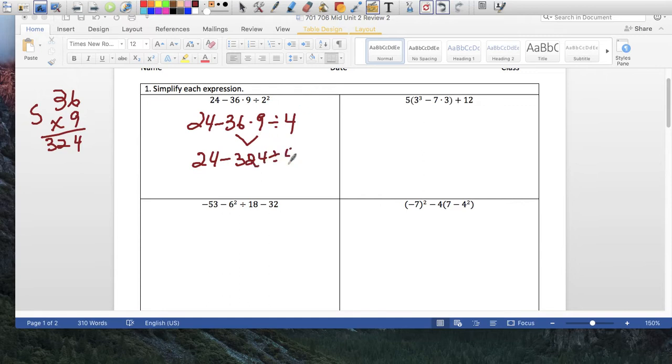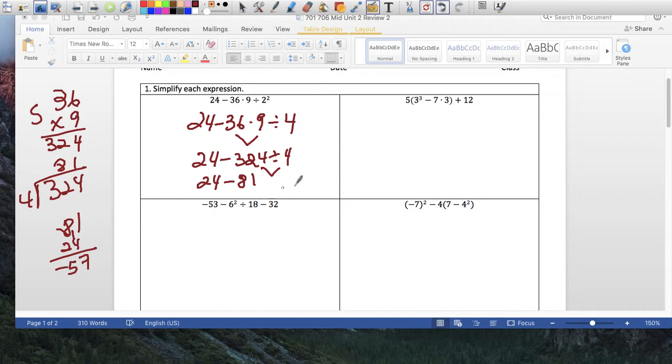Divided by 4, and this is a good problem to use a calculator because you're going to divide 324 by 4. It's going to be 81. So 24 minus 81, again, you can use a calculator, but we know that's going to be the difference between those two numbers. 11 minus 4 is 7, 7 minus 2 is 5, but it's going to give us negative 57.